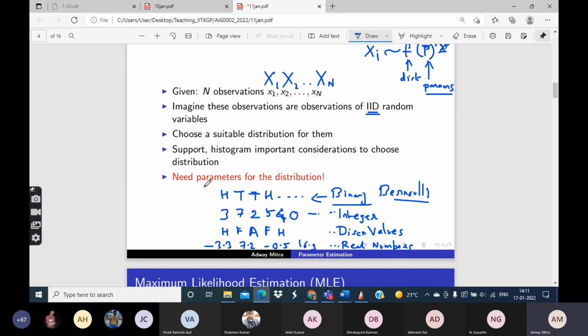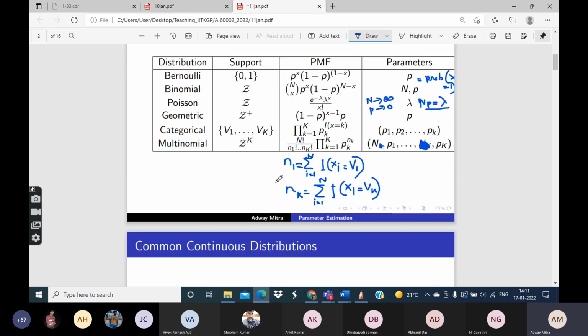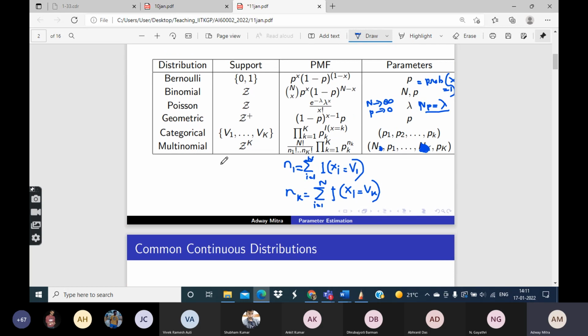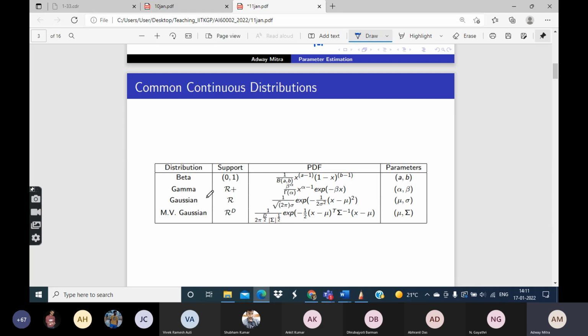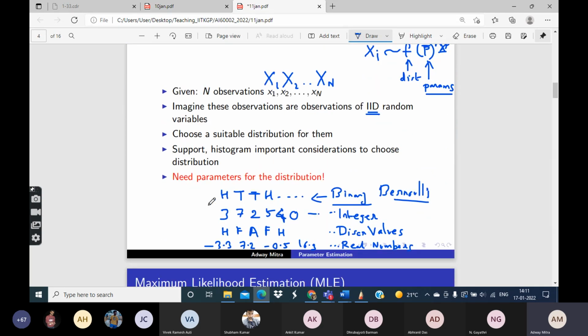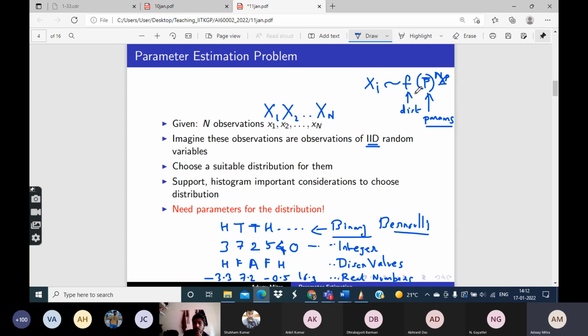And finally, if we see that they are real numbers, then of course we will have to go beyond these discrete distributions. So we'll have to go for continuous distributions, like say the Gaussian or normal distribution, as follows. That we will see a bit later. For the time being, let us say that by looking at the type of the observations we have, we will first have to choose which distribution f to go for.